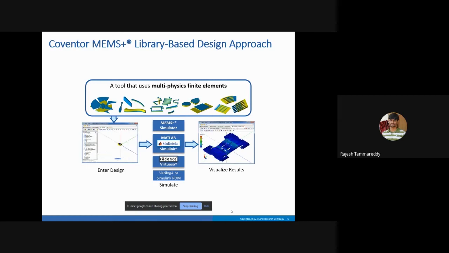Or Simulink ROM, right? So the higher order FEM model that we have in MEMS+, you can further reduce the degrees of freedom so that you can make the simulations much faster. You can export it to Verilog-A, which is the format supported in Cadence, and Simulink ROM is a format supported in MATLAB.